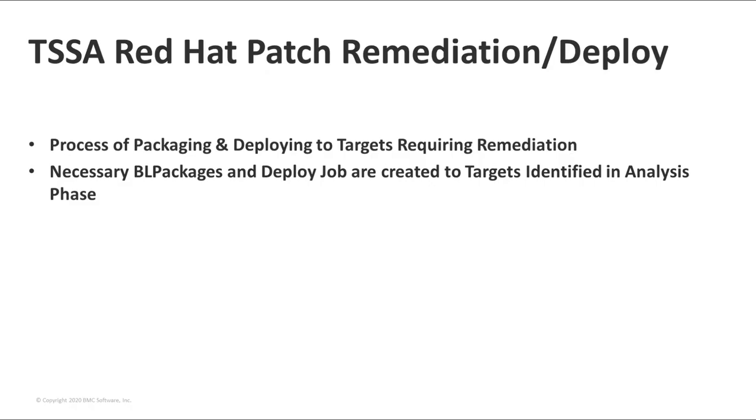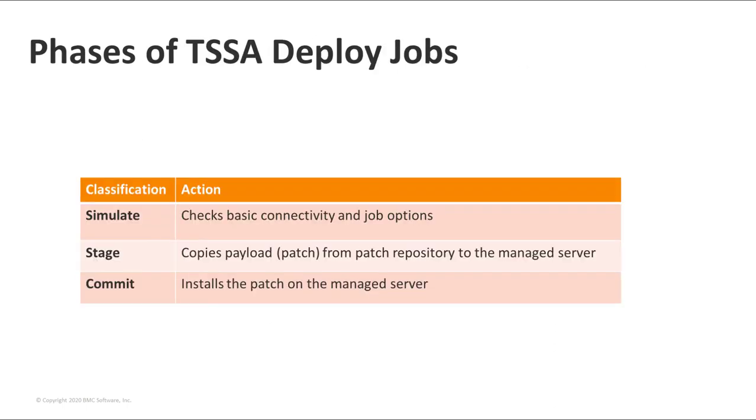We will now talk about the TSSA Red Hat Linux patch remediation job. This is the process of packaging and deploying to targets requiring remediation. The necessary BL packages and deploy jobs are created for targets identified in the analysis phase. There are 3 phases of a TSSA deploy job. Simulate: this checks the basic connectivity and job options. Stage: patches are copied from the repository server to managed servers in this phase. Commit: patches are installed on the managed server in this phase.